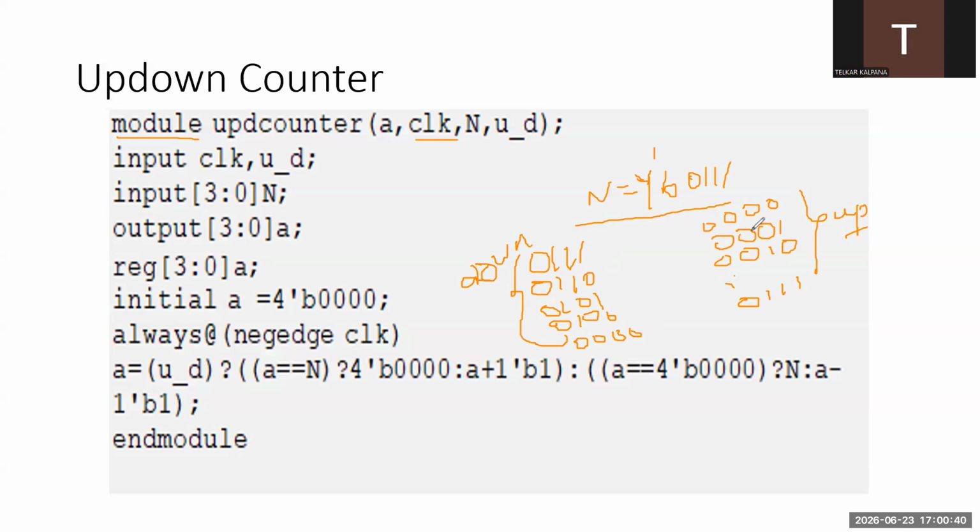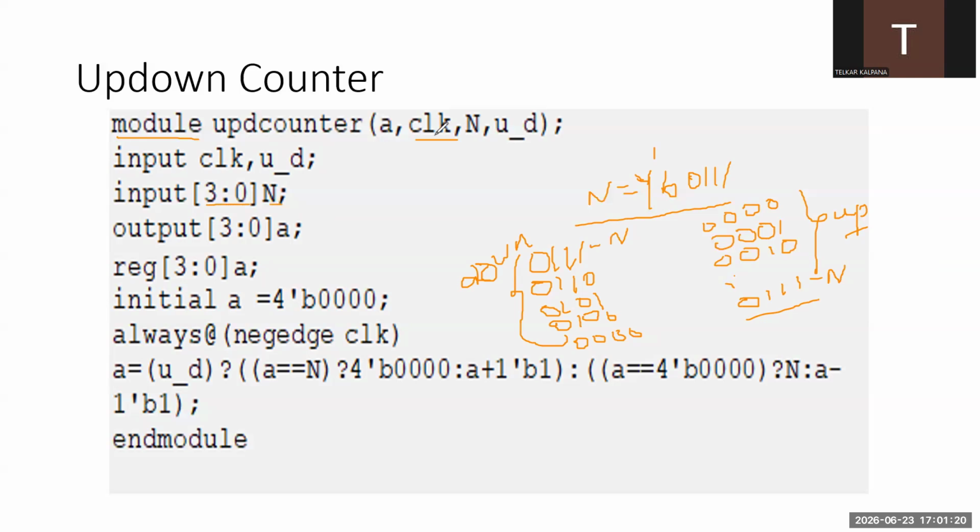To define where it starts and where it has to end, the ending point in up count we call N, and the starting point in down count we also call N. That is the starting point, and the ending point is 0. Whereas in up count, the starting point is 0 and the ending point is 7. So 7 is represented as 4-bit data, in the form of a vector 3 down to 0.